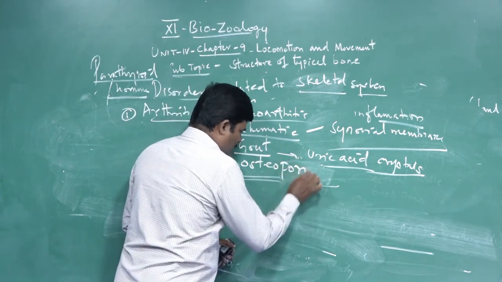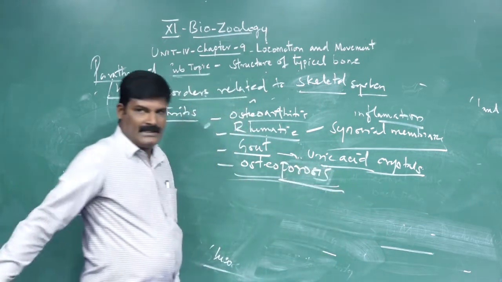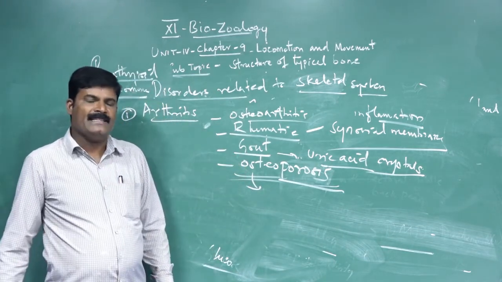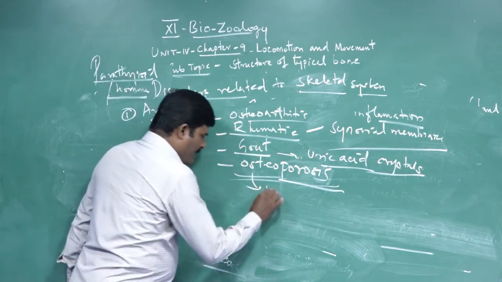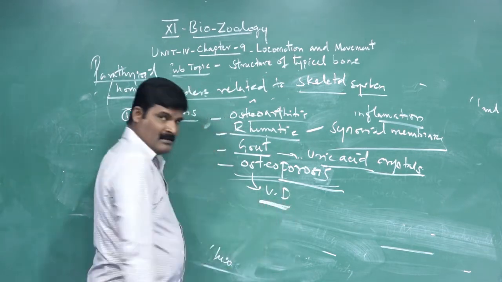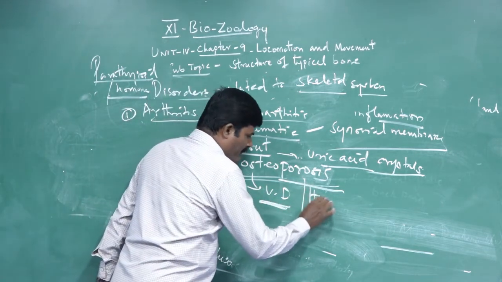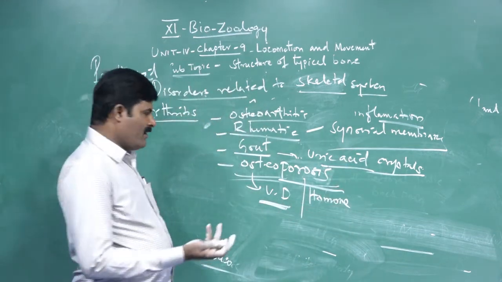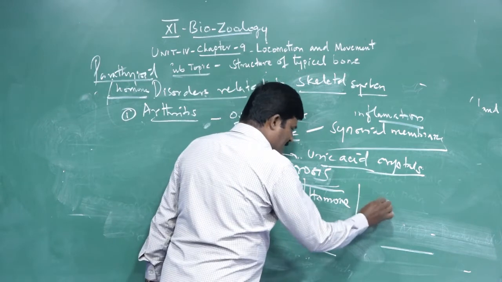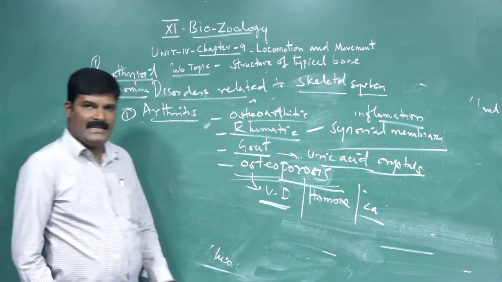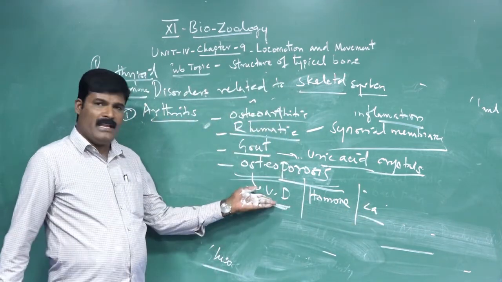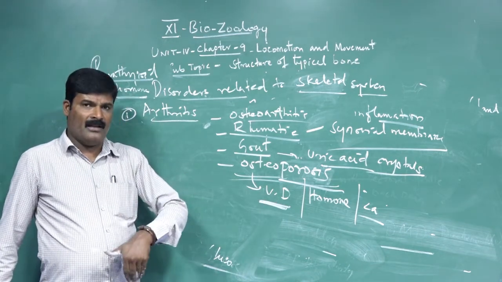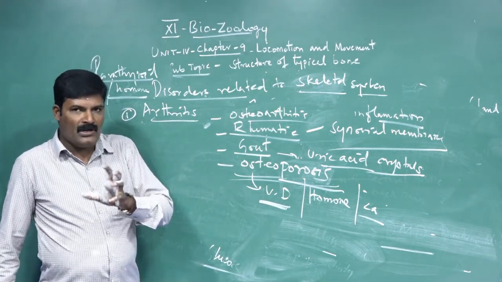Osteoporosis. How does it occur? Particularly it occurs due to deficiency of vitamin D. Note it. And hormones, which hormone? Parathyroid hormone, or it may be calcium deficiency. What is the role of vitamin D in our body? It helps the growth of the bones.